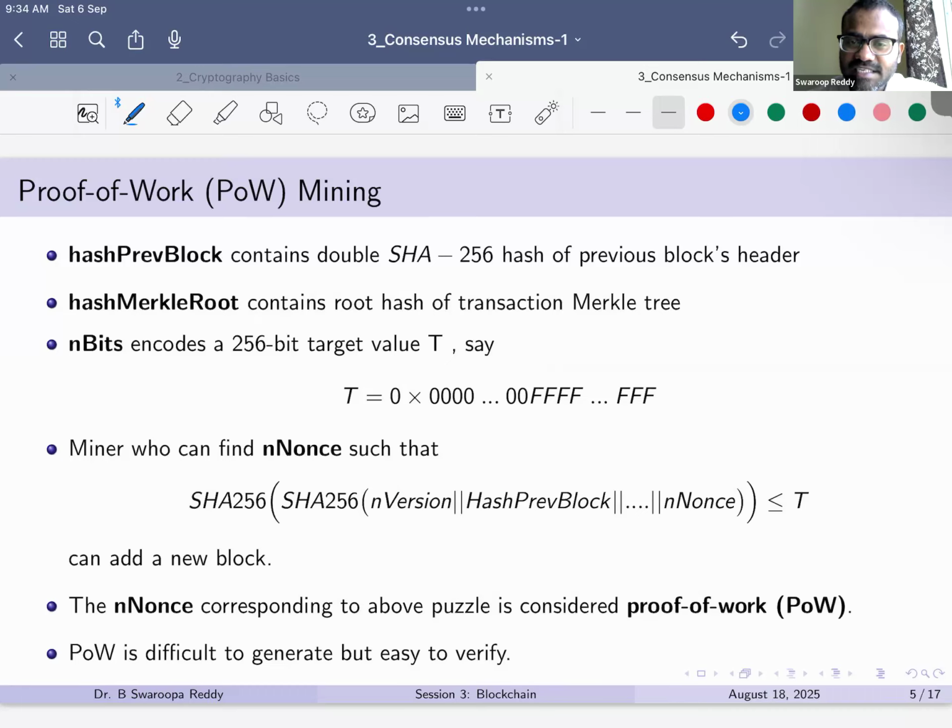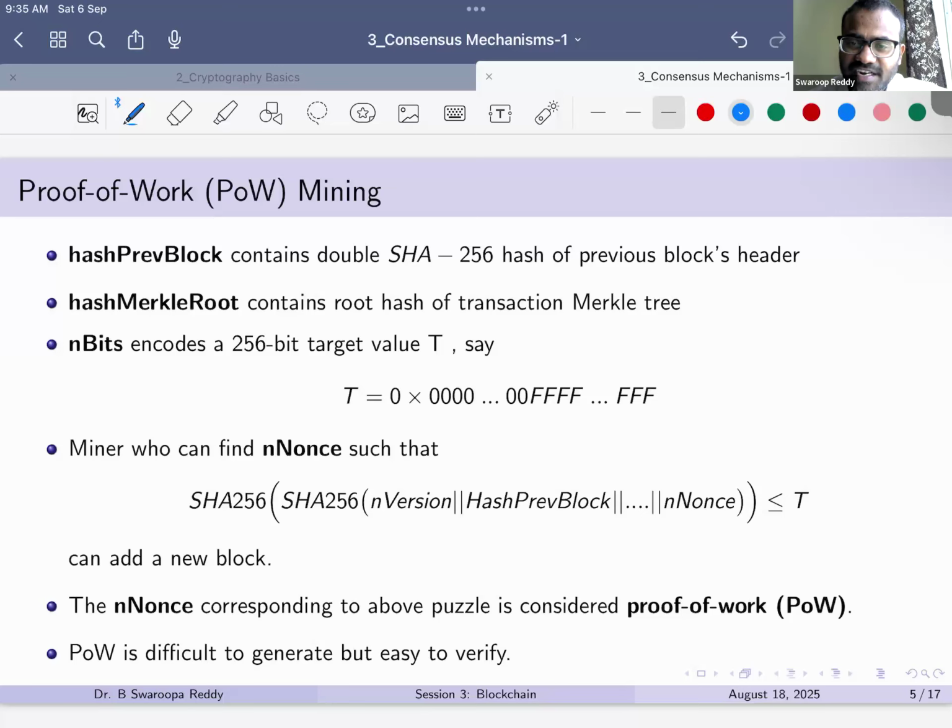Here the value n nonce is a variable. All other values will be fixed. So how will this puzzle work? This puzzle will be worked by fixing all the other values except this n nonce, which is at the end of this line. This n nonce is a 4-byte value, which will be variable. For example, everyone in the network starts this problem. Whoever solves this puzzle will start with the nonce 1, compute the double hash, and check it with the target value t.